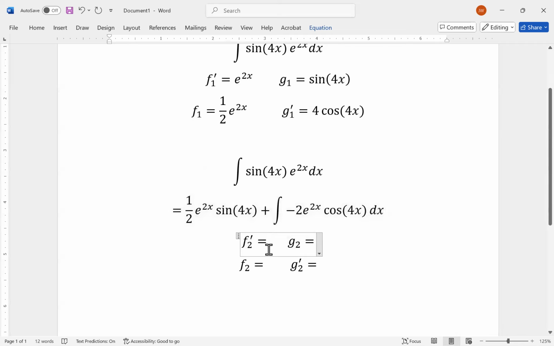All right. So once again, it doesn't really matter, but just to stay consistent, since I used the exponential function as my f1, I'll use this new exponential function as my f2 prime. So f2 prime is going to be negative 2 e to the 2x. Actually, you know what I'm going to do? I'm going to call that a positive 2. And then I'm going to be a little bit clever. I'll put the negative cosine of 4x as my g2.